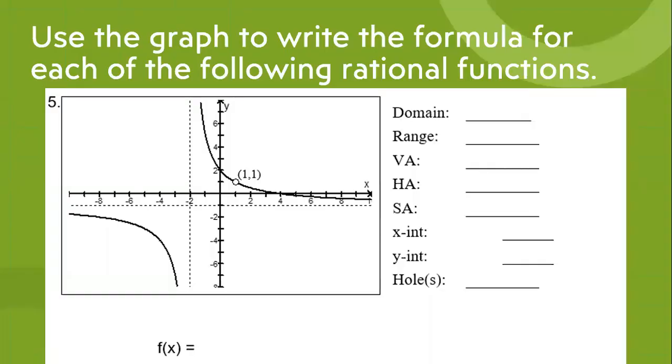All right, domain. For domain, x cannot equal what? Perfect. Range. There we go. And then vertical asymptote. -2, horizontal asymptote. And therefore, I don't have a slant. X-intercept. Y-intercept. And then hole. (1, 1).